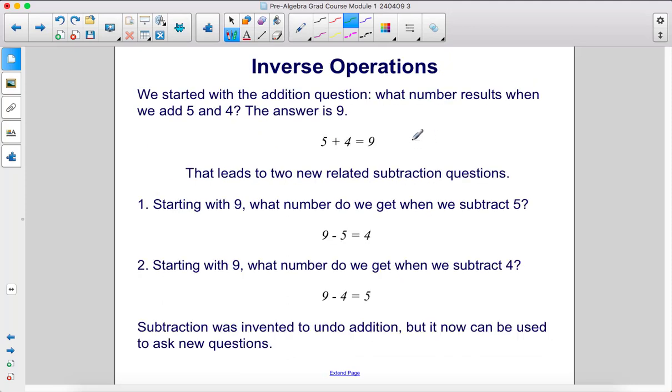We started with the addition question. What number results when we add 5 and 4? The answer is 9. That leads to two new related subtraction questions. Starting with 9, what number do we get when we subtract 5? And also, starting with 9, what number do we get when we subtract 4? Subtraction was invented to undo addition, but it now can be used to ask new questions.